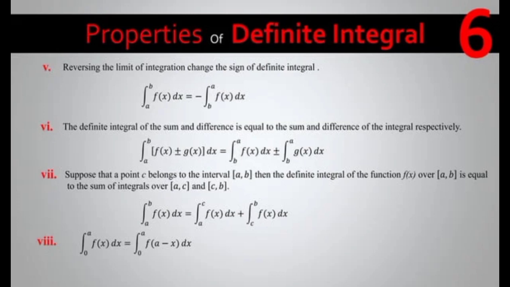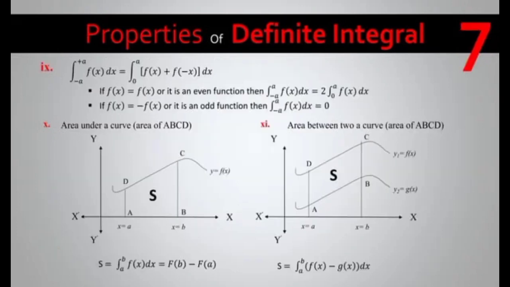The definite integral of a sum or difference is equal to the sum or difference of the integrals, respectively. Suppose that a point c belongs to the interval [a, b], then the definite integral of the function f of x over [a, b] is equal to the sum of the integrals over [a, c] and [c, b].